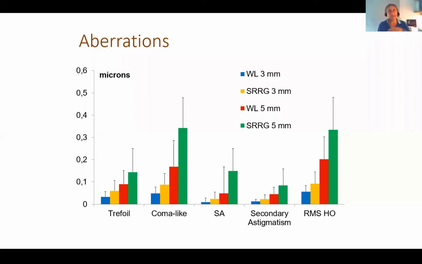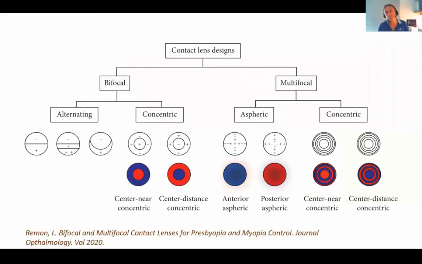So one thing is being into the other. I place here now, it appears this, yes, 4 days ago, this article from Spain. And this is a beautiful classification of all the lenses you have for myopia control and bifocal.